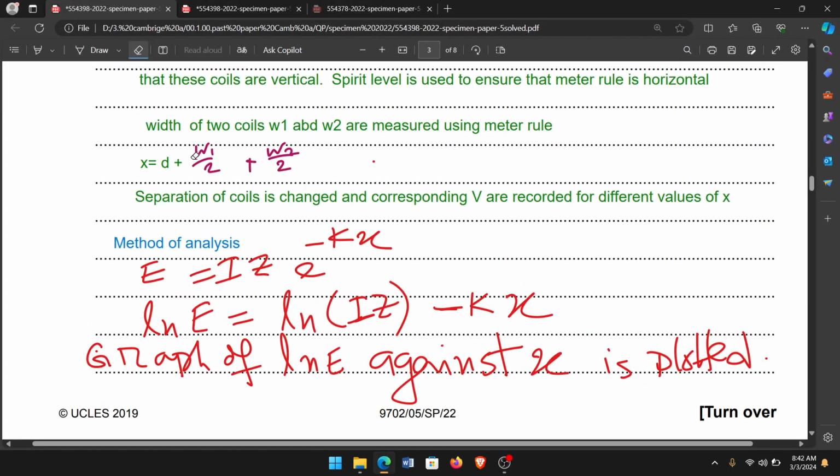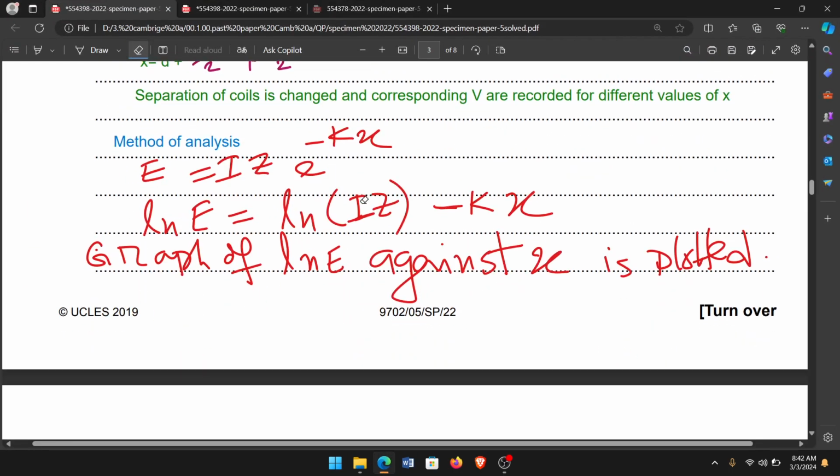Method of analysis. Look, in this part you have to plot a straight line. You have to change the quantities on the x-axis and y-axis so that it becomes a straight line, right? It may or may not go through the origin, it doesn't matter, but you need a straight line in this part. So if you take ln on both sides, ln E equals ln Iz minus kx, and a graph of ln E is plotted.